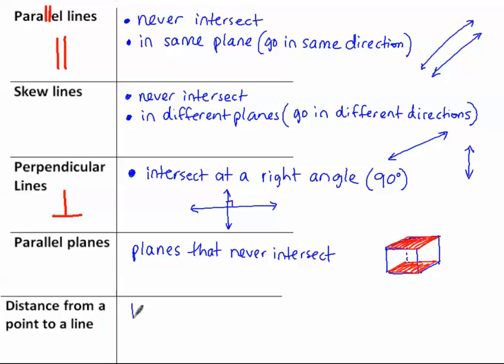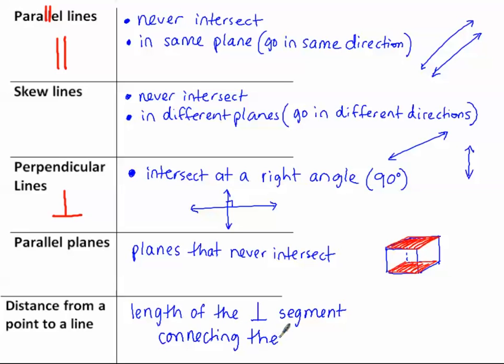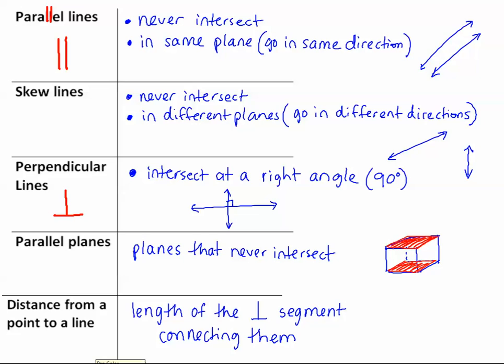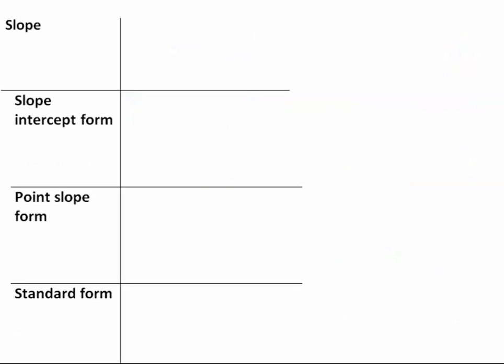Distance from a point to a line is the length of the perpendicular, but I'm going to use the symbol for perpendicular, segment connecting them. So draw yourself a picture of what that looks like. You have a line and a point that's not on the line, and the distance, we go at a right angle. That segment right here, we want the length of that segment.